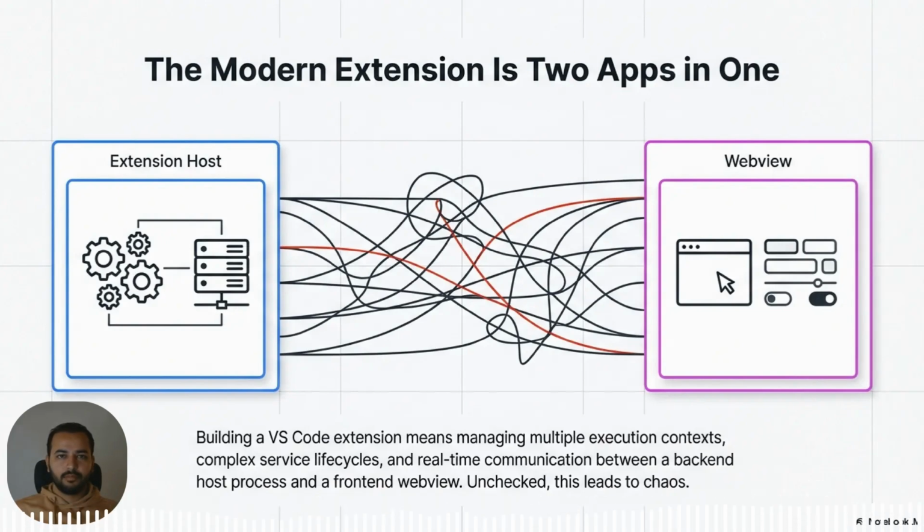So, here's the thing about modern VS Code extensions. They're actually two applications rolled into one. You've got the extension host and the web view working together. When you're building an extension, you're really juggling multiple execution contexts, dealing with complex service lifecycles, and managing real-time communication between a back-end host process and a front-end web view. And let me tell you, without the right architecture in place, this complexity can quickly spiral into chaos and instability.